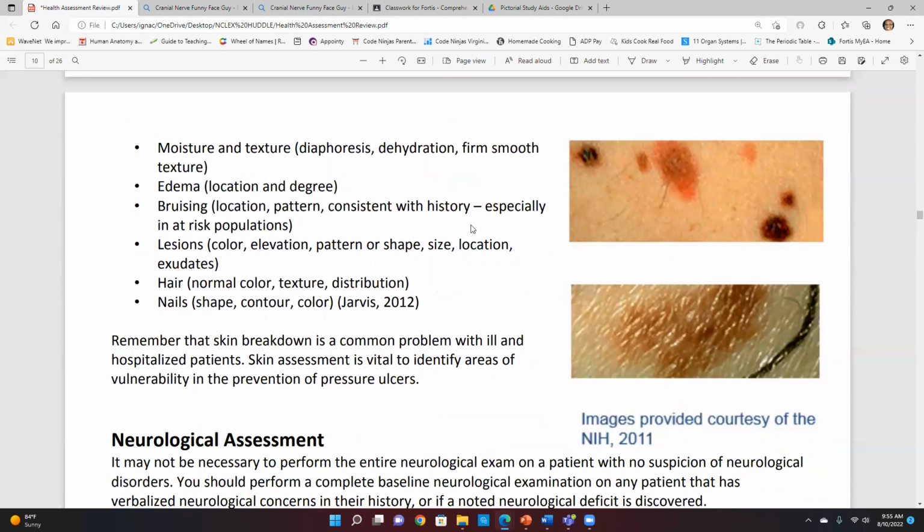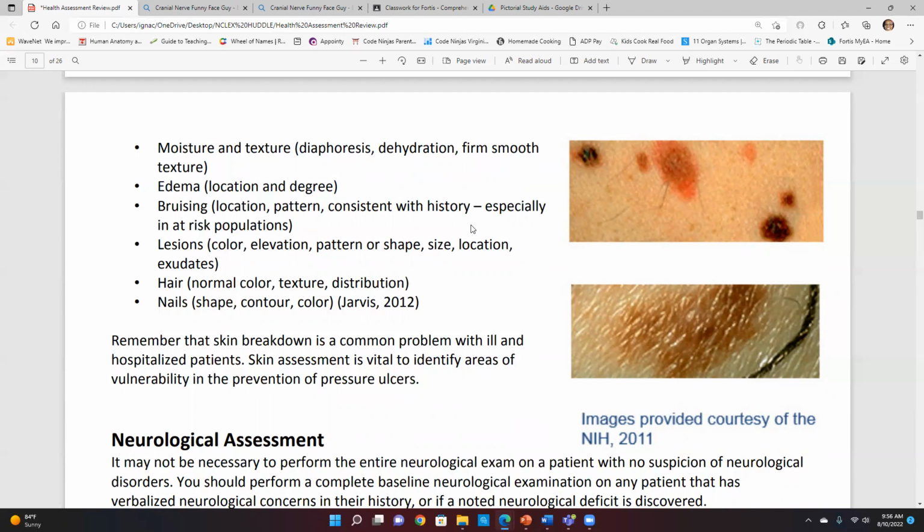Is this patient's skin sweaty? That's your diaphoresis. Is their skin dry? Dry skin might be a sign of dehydration, especially in the oral mucous membranes. We also want to see if the skin has any flaking, any edema or swelling, and if there is edema, we want to assess the edema. Is it plus one, two, three, pitting edema?